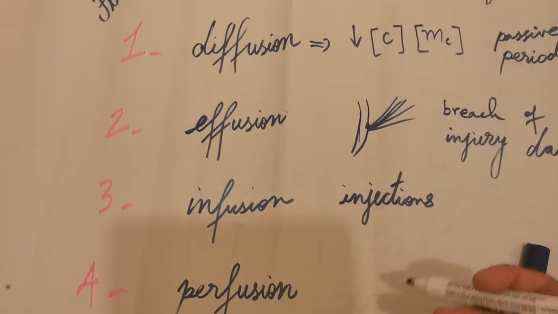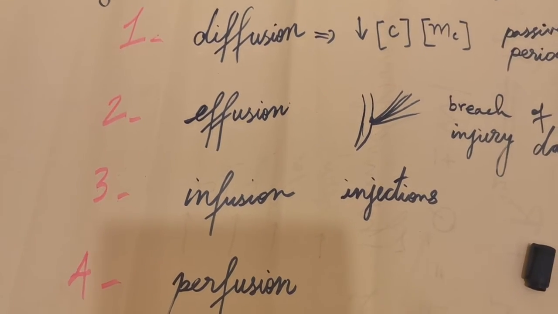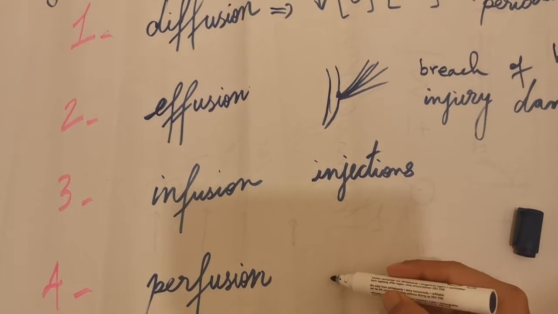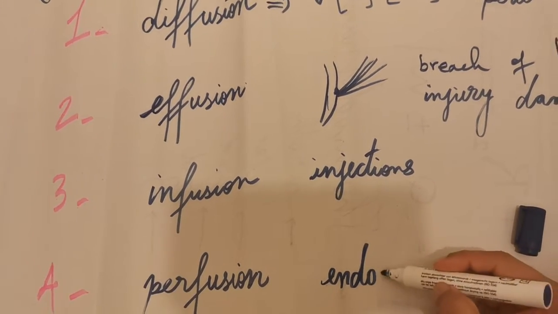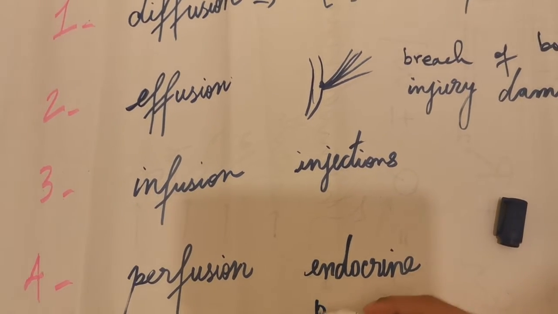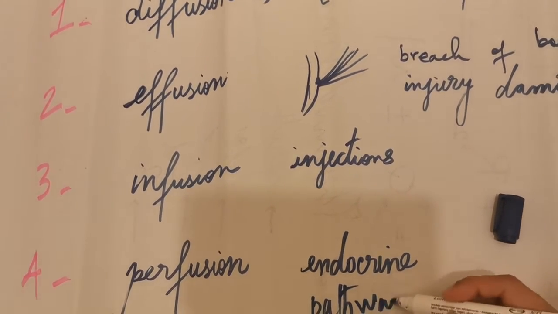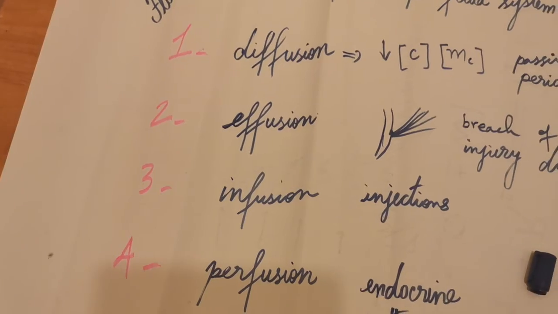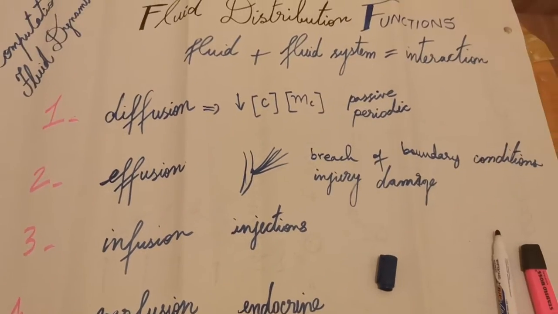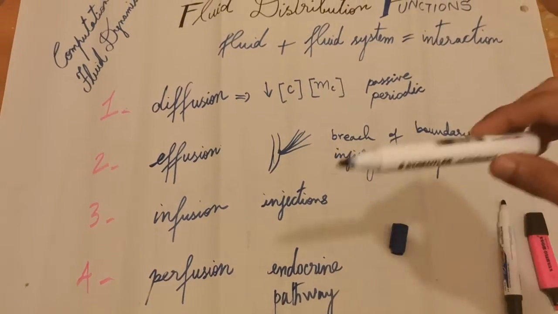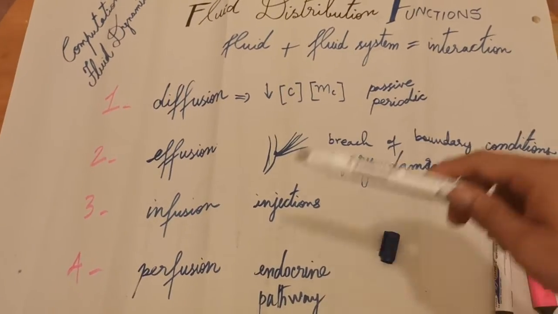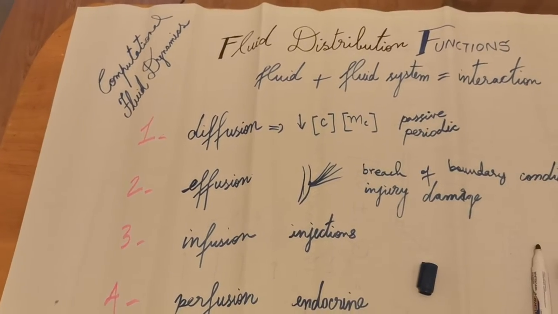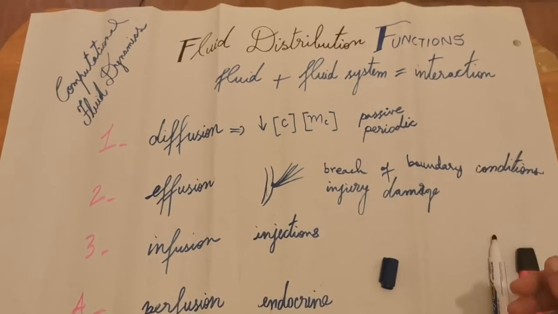And perfusion is a little bit difficult because perfusion is rarer, but it's, if I may say so, the idea of endocrine pathways. Like the best example would be hormonal systems, how the exocrine and endocrine organs squirt out the hormones, and then those hormones perfuse themselves through the circulatory system, attaching to different receptors on cells, and taking it from there.